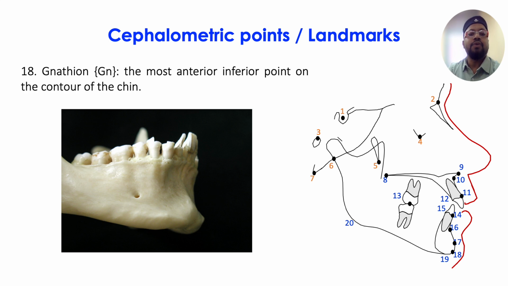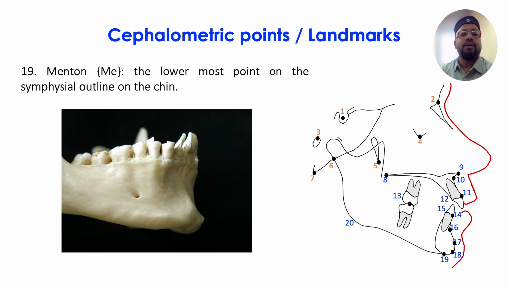Gnathion, the most anterior inferior point on the contour of the chin. It is easy to decide between pogonion and menton. The midpoint is the gnathion. So here is the gnathion. Menton, the lowermost point on the symphysial outline of the chin. So this is the menton. So menton, pogonion, and in between, gnathion.